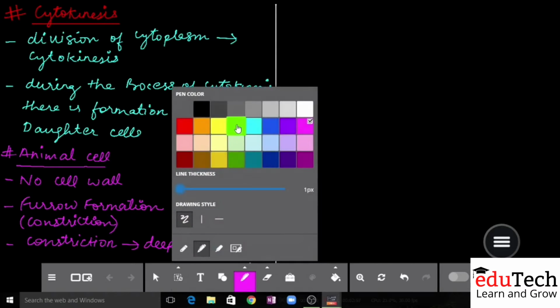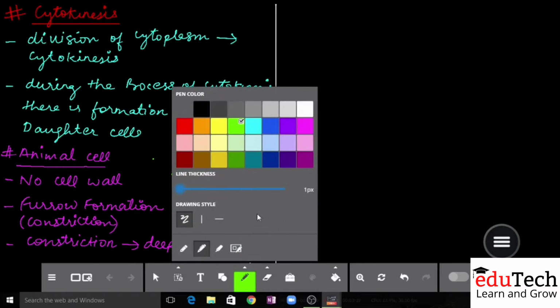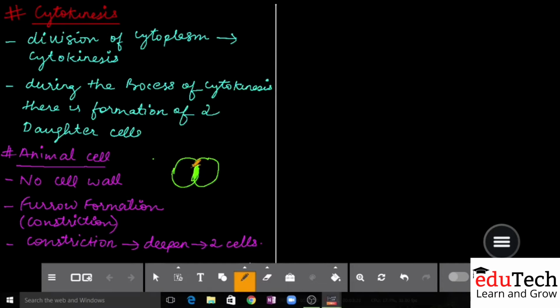Now when we talk about animal cells, it is like this. See, something like this. This is one cell. Okay, this is another cell. So this region in the middle, can you see this region? Now this region is the one where there is formation of a furrow, a point of separation from where separation will take place. So this is the separation point. And this is the normal nucleus of the cell.